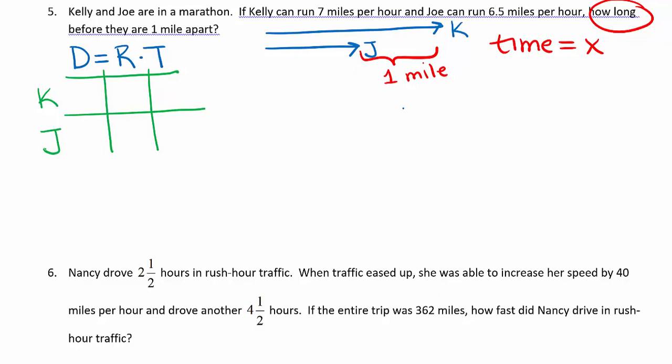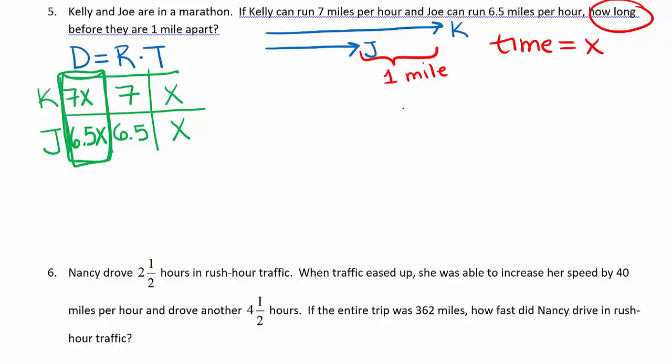Now I think I'm going to organize the information in this problem in a table. So my unknown here is time. That's going to be x for both of these. I don't know how long they're running for. I do know the rates. I know that Kelly runs 7 miles per hour and Joe runs 6.5 miles per hour. And then the idea is to get the distance that each of them run, I can use this formula. Distance is always rate times time. So Kelly must run 7x miles and Joe runs 6.5x miles.